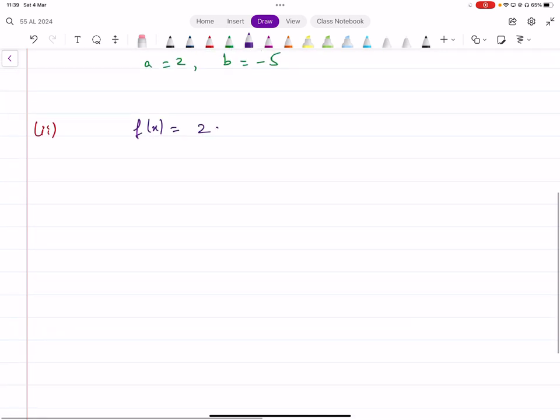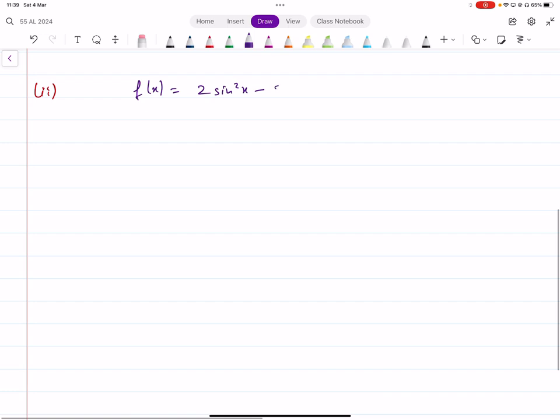2 sin square x minus 3 cos square x. This is what the function is. The domain is from 0 to pi. We need to find the range of this function. इसके greatest or least values figure out करनी है. Now the first thing that you need to keep in mind is you have two functions here. One is sine and the other is cos.